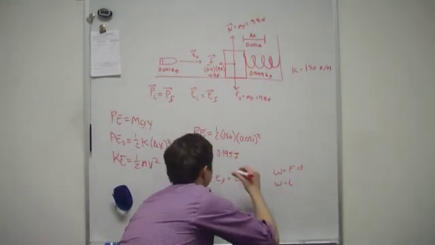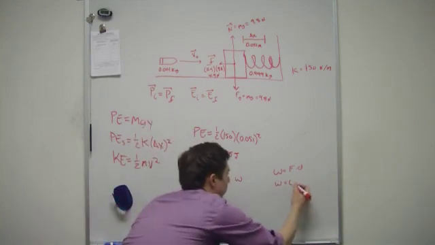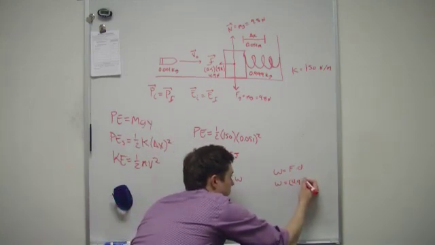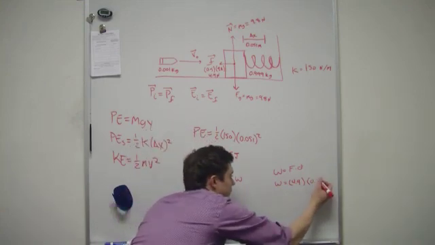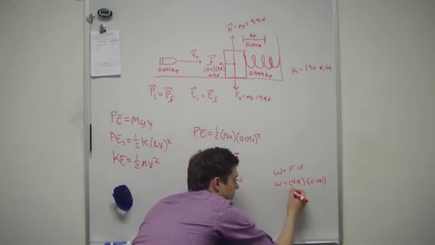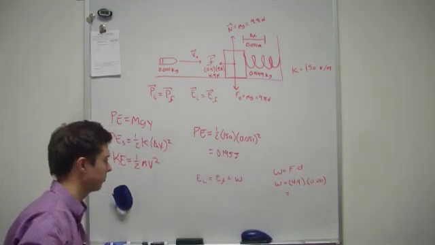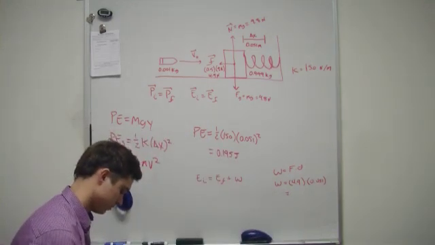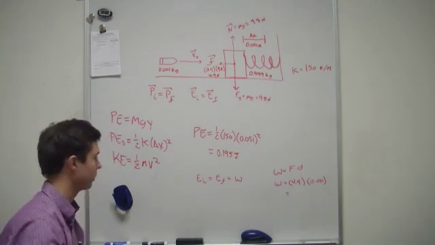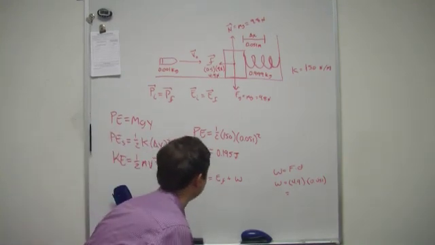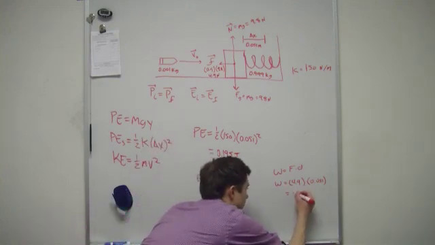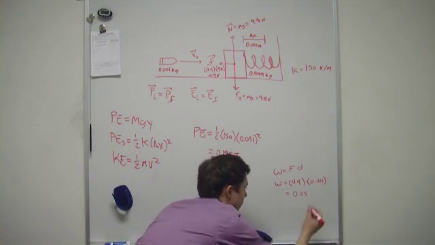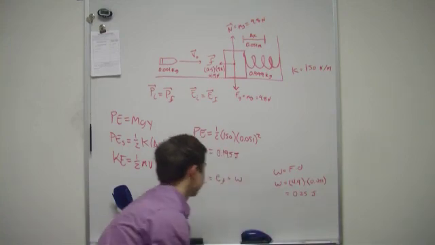So we can say 4.9 times 0.051. That comes out to be 0.249, or 0.25 joules.